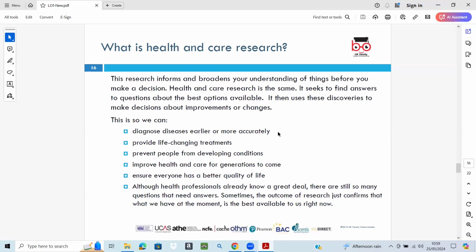If we discuss early diagnosis and treatment, then by diagnosing diseases earlier or more accurately through research findings, healthcare providers can implement timely intervention, improve patient prognosis, and enhance treatment efficacy. Then we have preventive healthcare: health and care research focuses on preventive measures to reduce the incidence of diseases and promote overall well-being. So these all are the important aspects.